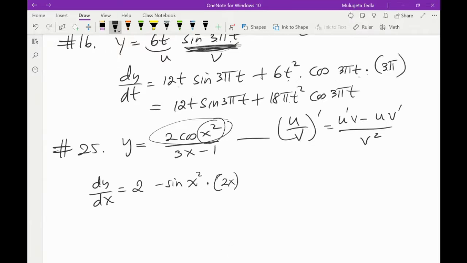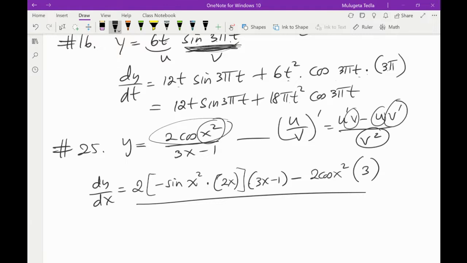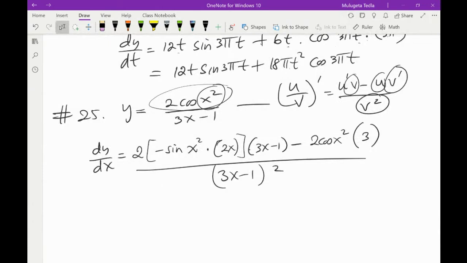That is the derivative of the top times the bottom. Remember, times the bottom, which is 3x minus 1, minus the top, which is 2 cos of x squared, times the derivative of the bottom, which is 3. The derivative of 3x minus 1 is 3, over the denominator squared, which is 3x minus 1 the whole squared. It's always following the rules one at a time, okay? The derivative of the top function times the bottom, minus the top function times the derivative of the bottom, divided by the bottom squared.